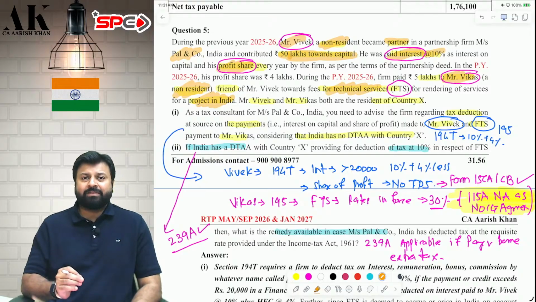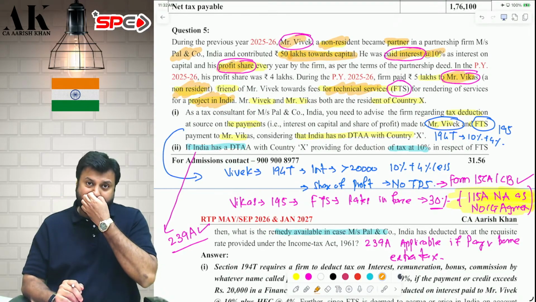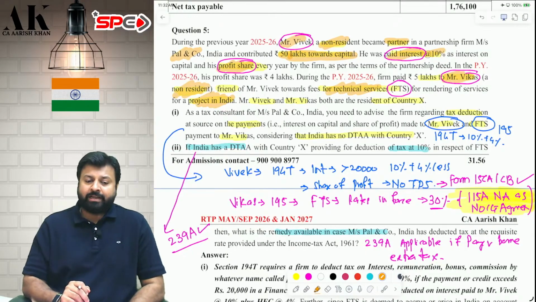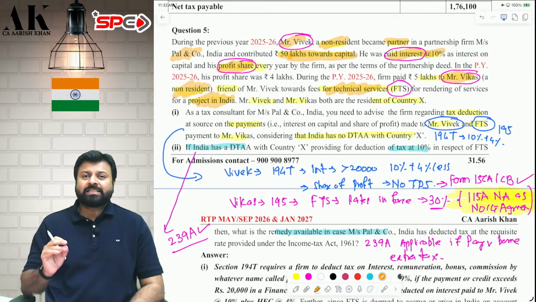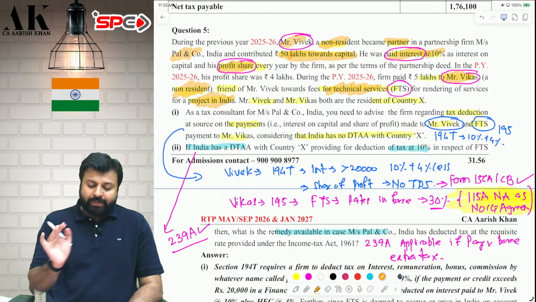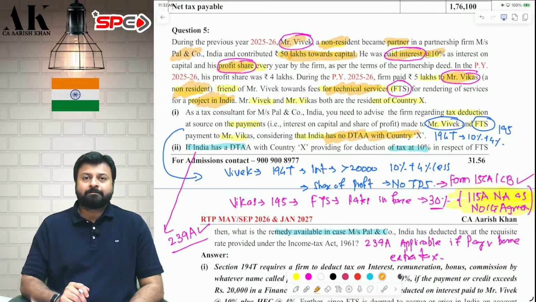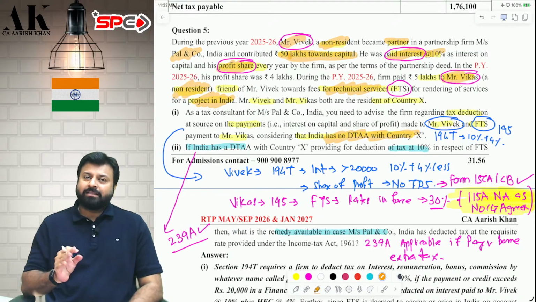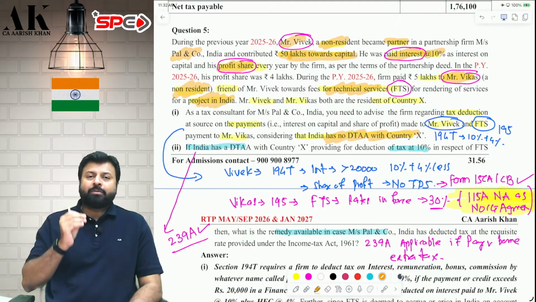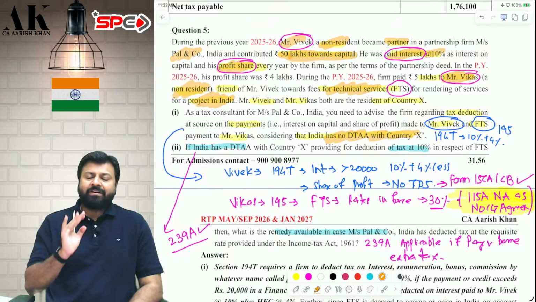This technical service, FTS, fees for technical services, is deemed to accrue or arise in India because the project is in India. The services are utilized in India. Therefore, it is deemed to accrue or arise in India. Now, in this case, is this amount taxable in the hands of Mr. Vikas? There is no DTAA between India and country X, let's assume that. Therefore, this particular transaction is taxable definitely. A non-resident providing FTS services for projects in India is deemed to accrue or arise in India as per section 9(1)(vii). This is definitely taxable in India.